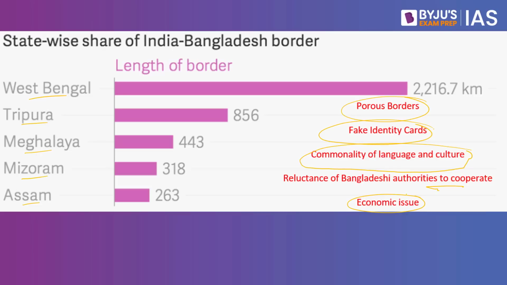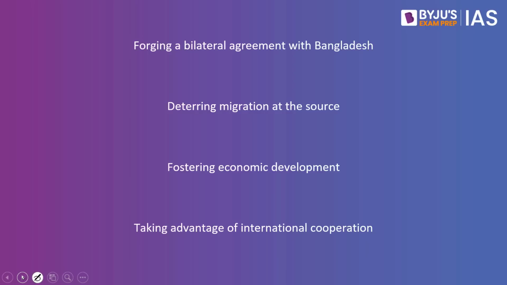It is in this particular backdrop that we have to understand what measures we may have to take in the near future to prevent this illegal migration. The first is to forge a bilateral agreement with Bangladesh. As of now, India has been talking with Bangladesh as well to deal with this problem of illegal Bangladeshi migrants. What India has to do is directly enter into a bilateral agreement.